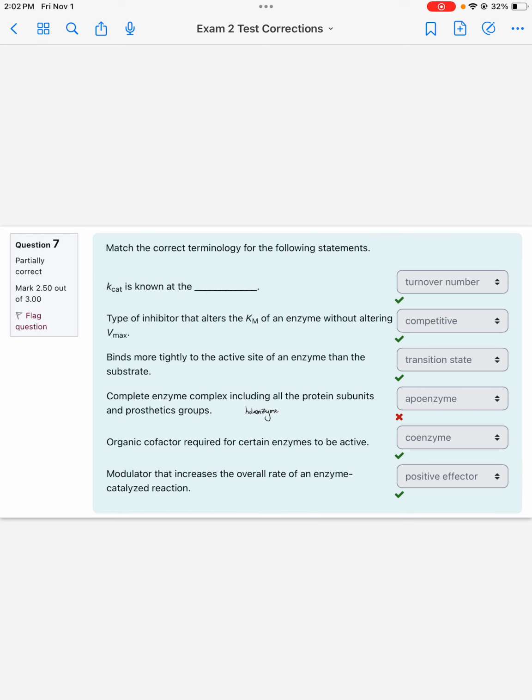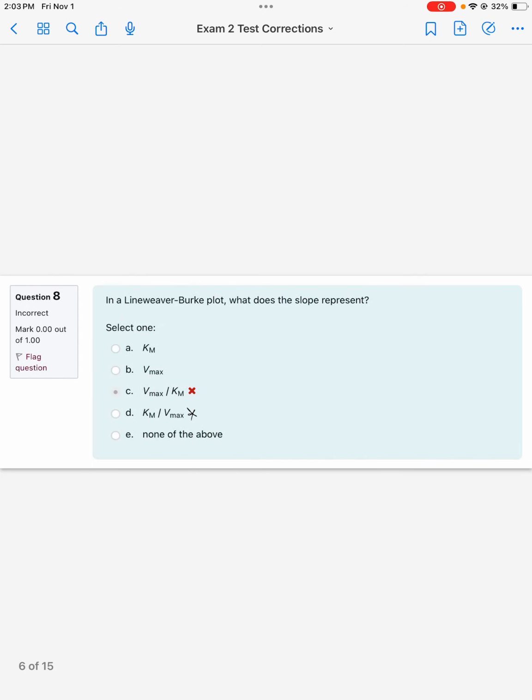The 7 here, the apoenzyme, it should be the holoenzyme, so the apoenzyme is only when it's part of it, not the full complete subunits and groups. Number 8, I just read it too fast. It's flipped. The Km should be over the Vmax for the slope.